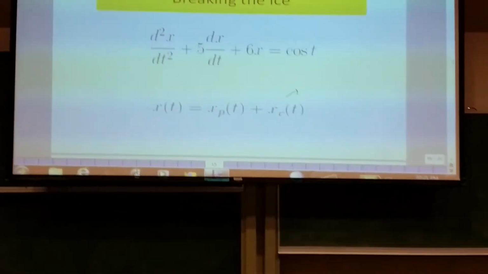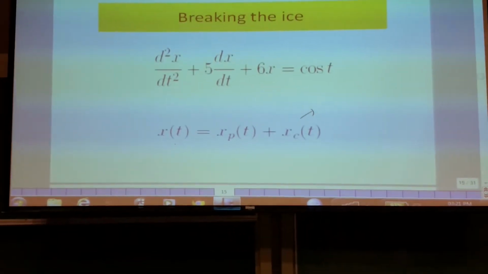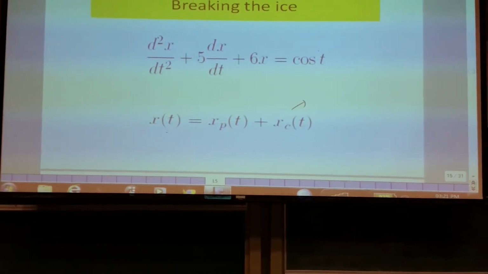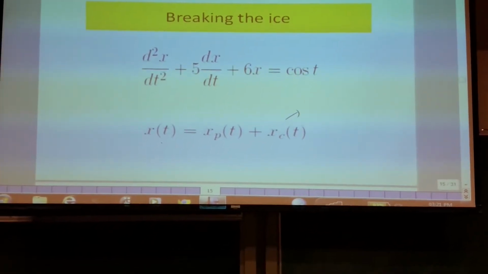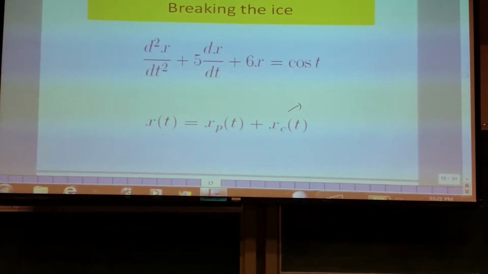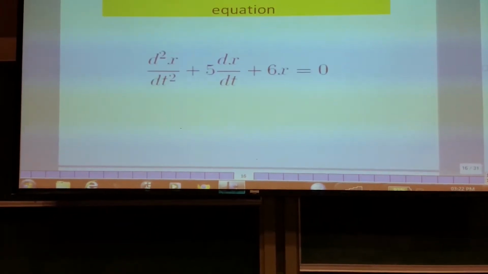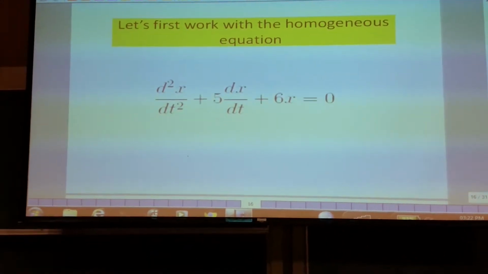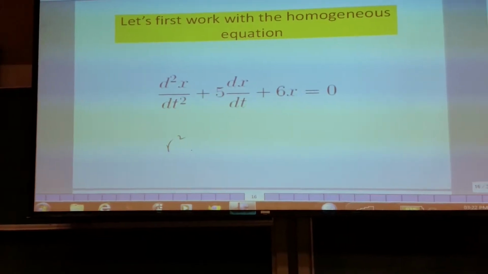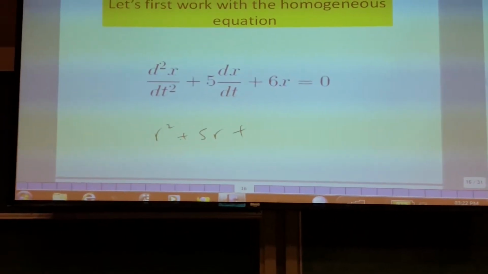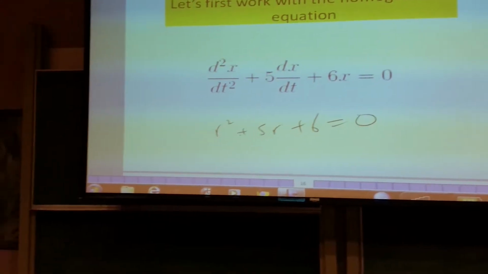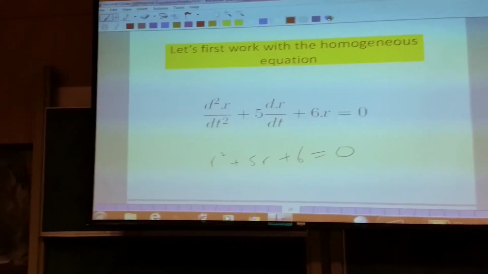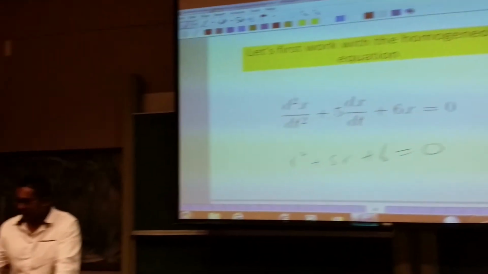So it's natural to first work with the homogeneous equation. That is, set the right-hand side equal to 0. And if you do that, you very quickly see that we have a second order DE with constant coefficients and homogeneous. And like we did before, we will now write out the characteristic equation, which is nothing more than r squared plus 5r plus 6 equals 0. If you look at this very carefully, you'll see there are two distinct roots, r1, r2, where r1 is minus 2 and r2 is minus 3.